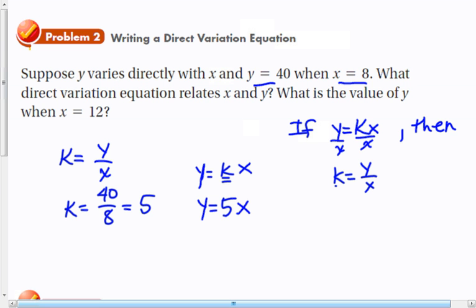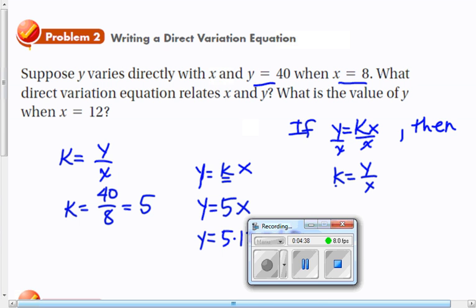Now it says, what is the value of y when x is 12? Well, for that, I'll just substitute 12 for the x, and I get 60. So when x is 12, y is 60, and that fits this direct variation situation. Go ahead and try that.